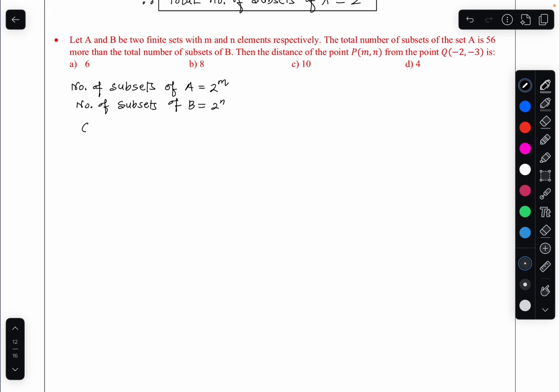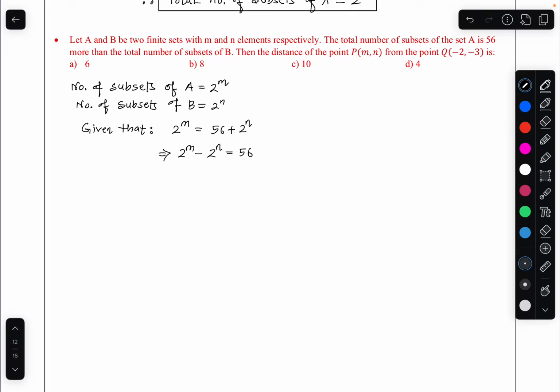Now the question gives us a relation defined between these two numbers. The number of subsets of A is 56 more than the number of subsets of B. This is the relation I have. 2 to the power m is equal to 56 plus 2 to the power n, and then I want to solve this equation for the values of m and n. So what I'll do is shift this 2 power n to the left. 2 power m minus 2 power n would be 56.